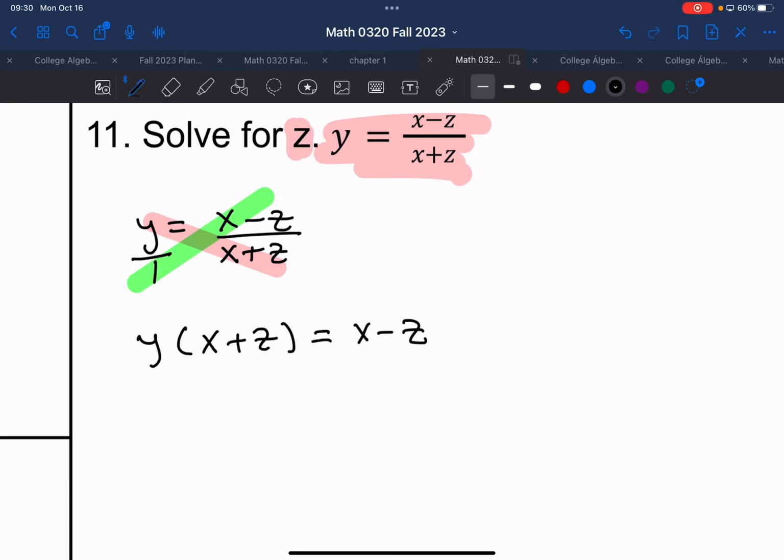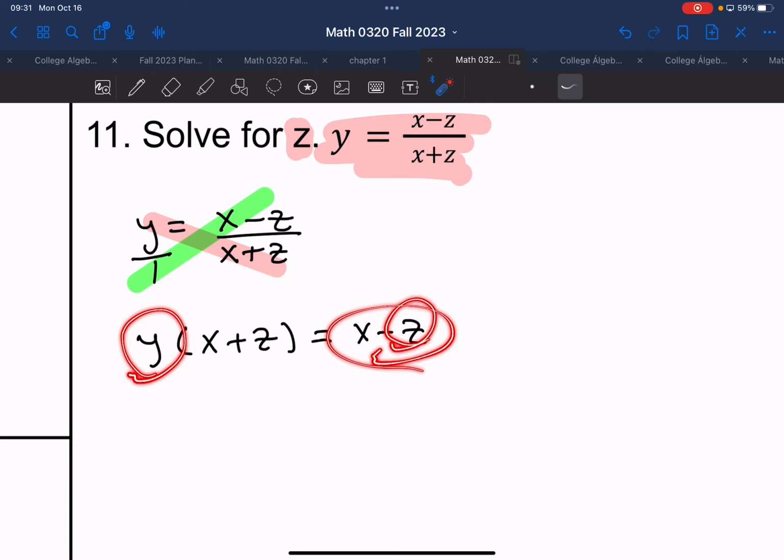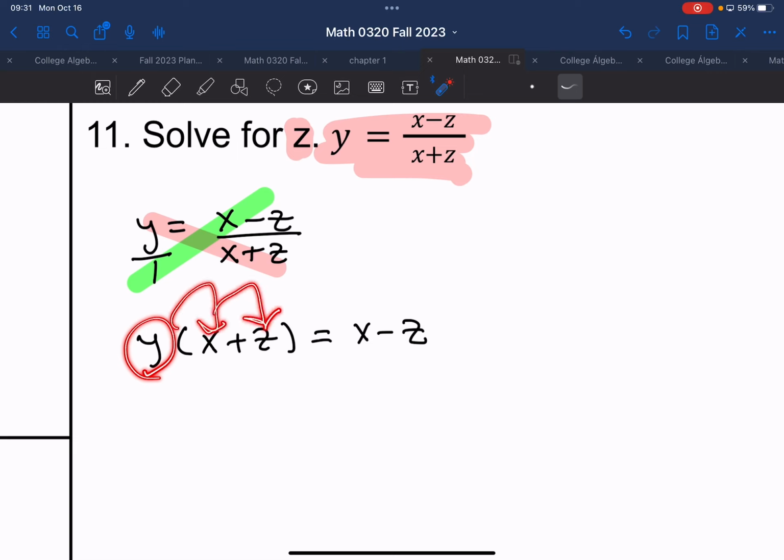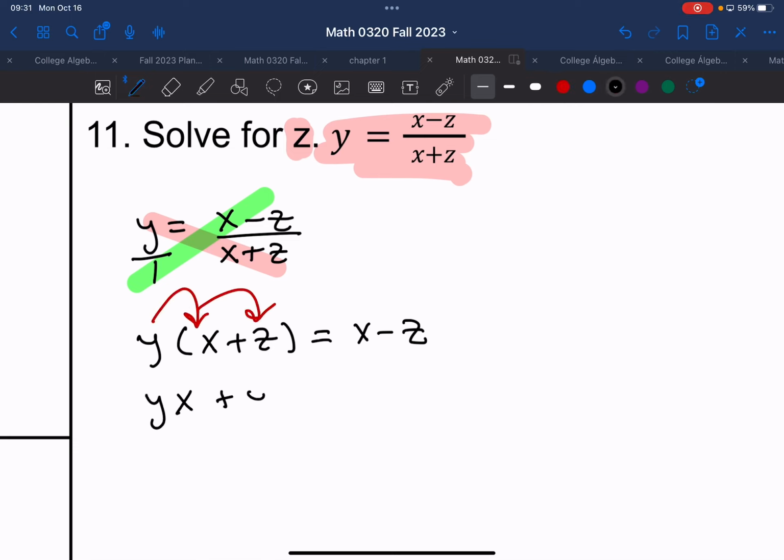So remember last time how we got rid of that h that was there, so now that's a y. If we divide both sides by y, does that do anything for us on this side? No, because we'll still have that z there. So in this case, we should take y and do what? Distribute. So I have yx plus yz is equal to x minus z.